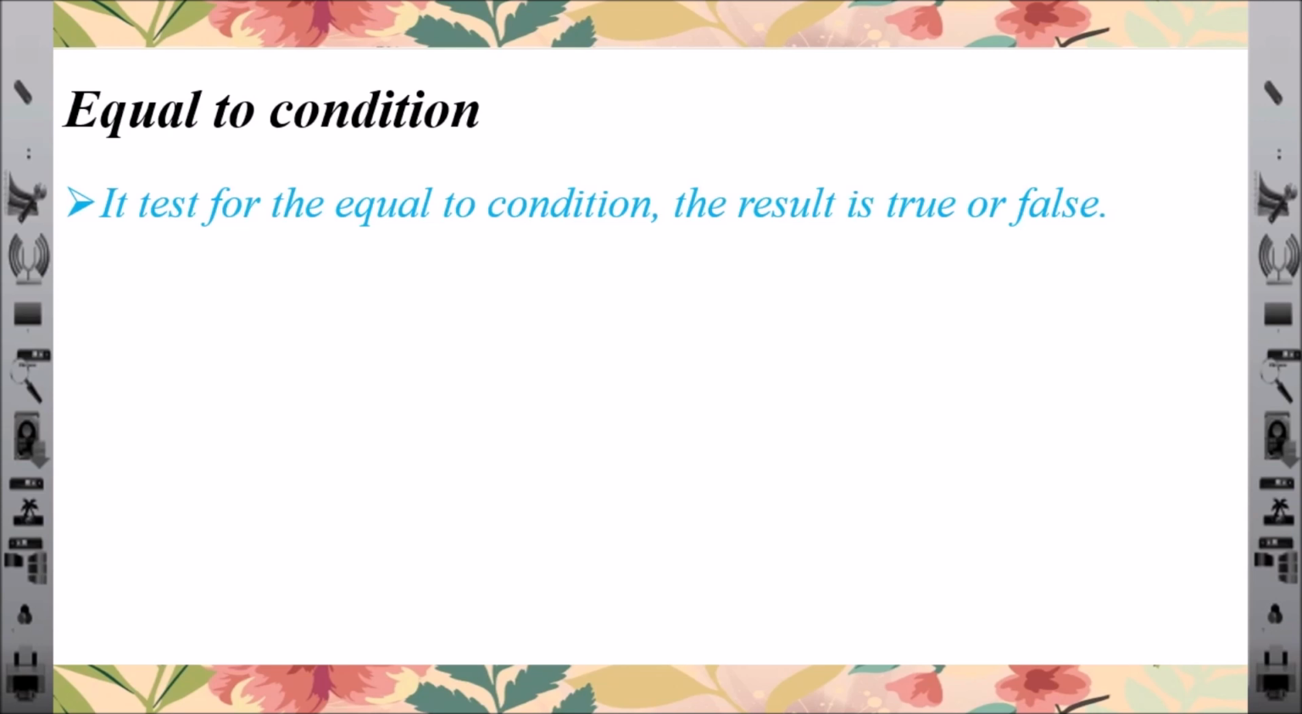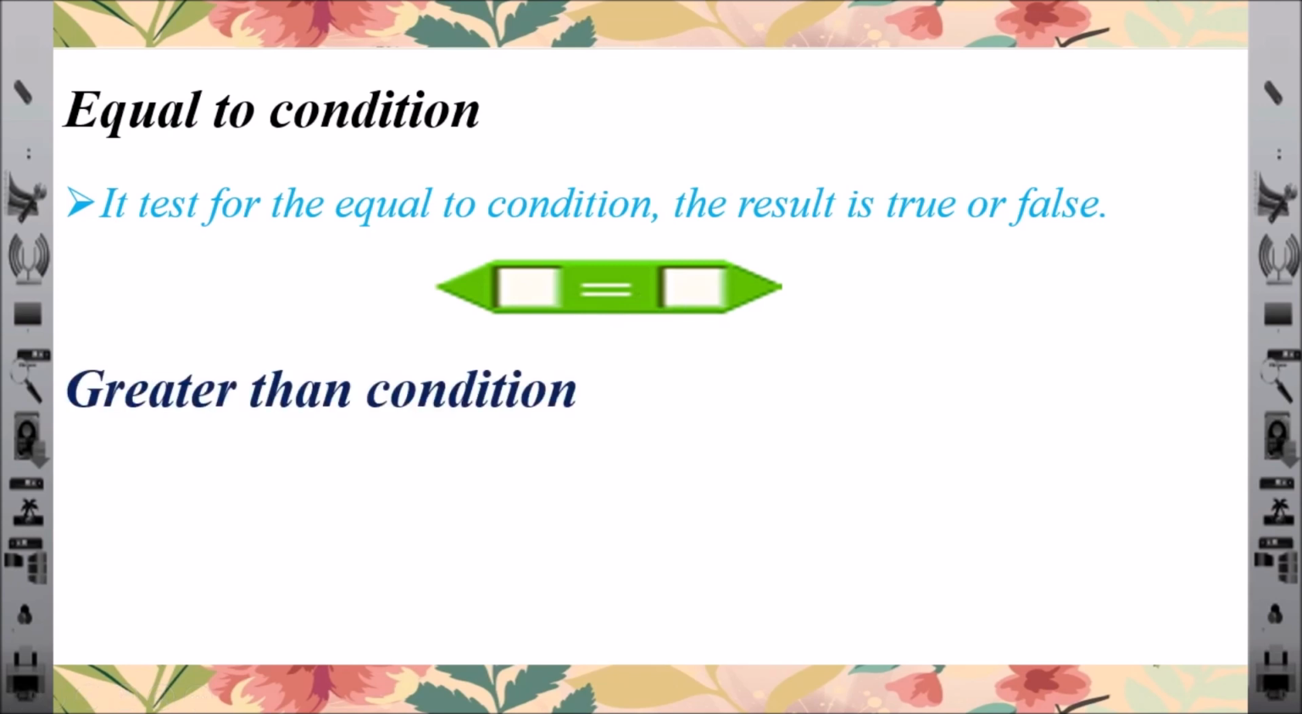Okay, this is the equal to condition block in the operators blocks category in the Scratch application. So this is the command for the equal to condition. The equal symbol is in between the two numbers. If you insert the first number on the left hand side and the second number on the right hand side, you can check the condition in this operators blocks category, and the result will be shown as true or false. Okay, then next one, the greater than condition.